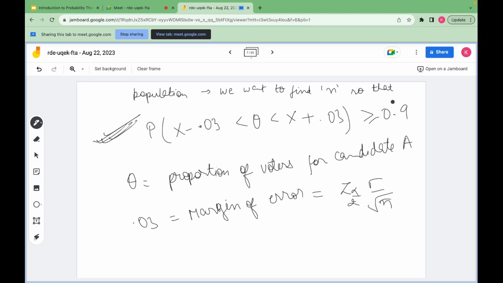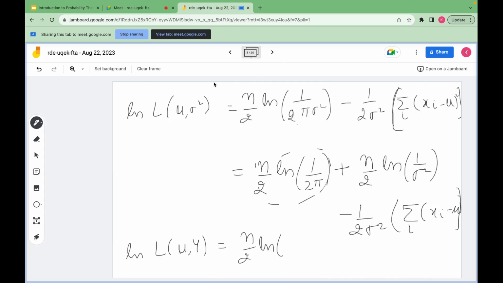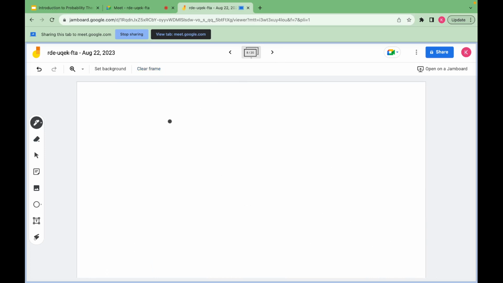So from this 0.9 we can find alpha. Alpha is 1 minus 0.9, which is 0.1. So z alpha by 2 will be z of 0.05, and this value is around 1.645 from the z table. Now we need to find this sigma upon root n. How can we find this value?